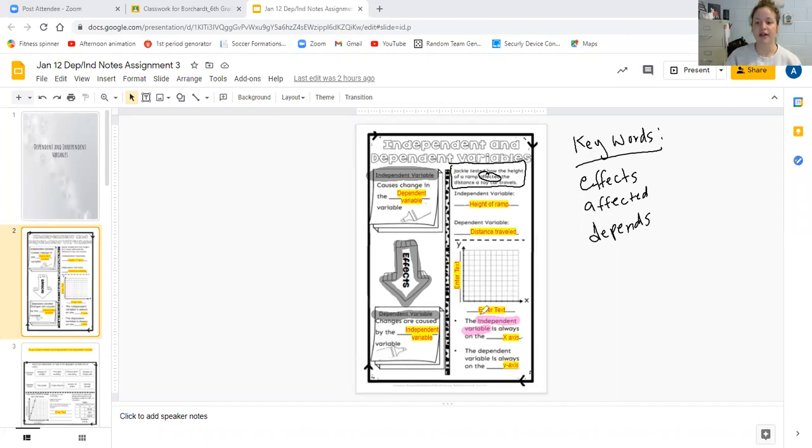X-axis. Very good. Our independent always falls on the x-axis. So when we're labeling a graph, remember our x-axis is horizontal. Okay, so we have our x-axis here, and that independent variable, which is the height of the ramp, is going to go in that blank. Okay, so we have the ramp there.